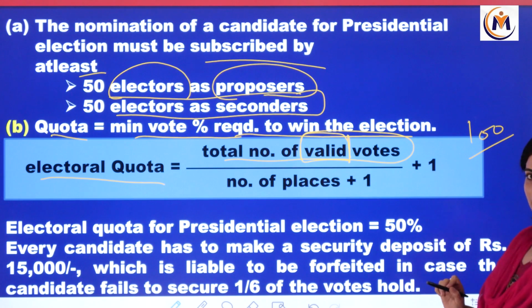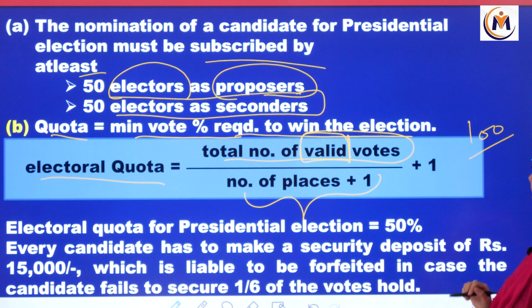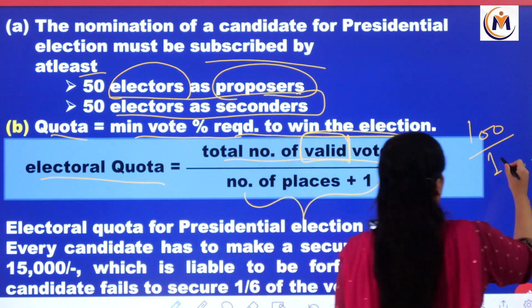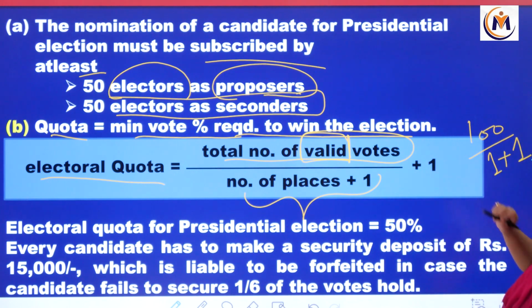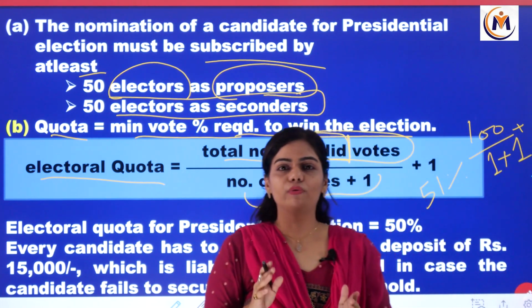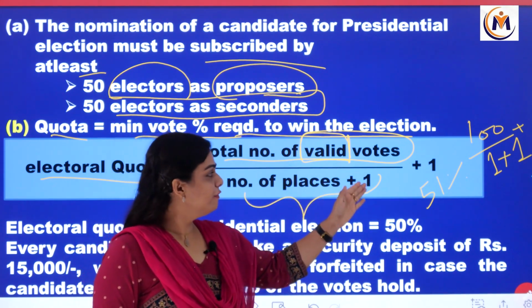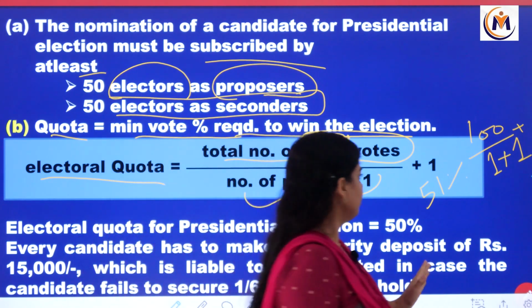Number of places plus 1. In short, it means the total number of people participating in the presidential election, right? So the number of places, there is just one place for the presidential election. There could be just one president of India, na? Then comes 1 plus 1, 2, and then comes 1. So it is 51%. So any person to win the presidential election should secure 51% of quota of valid votes. I hope I am clear.